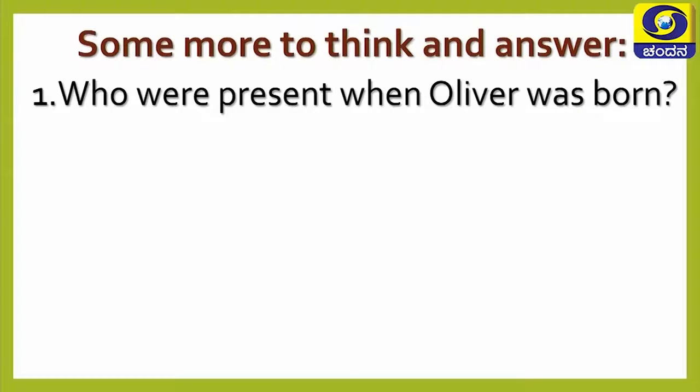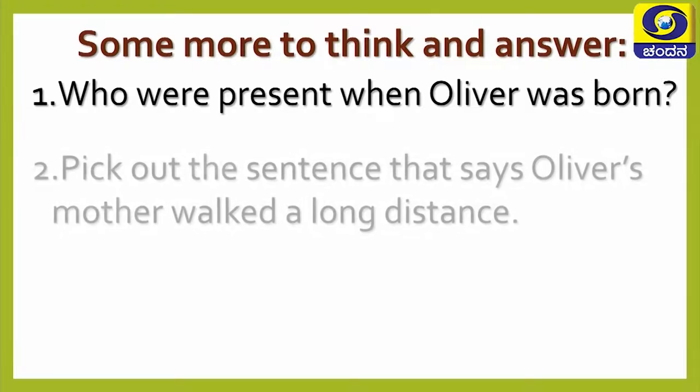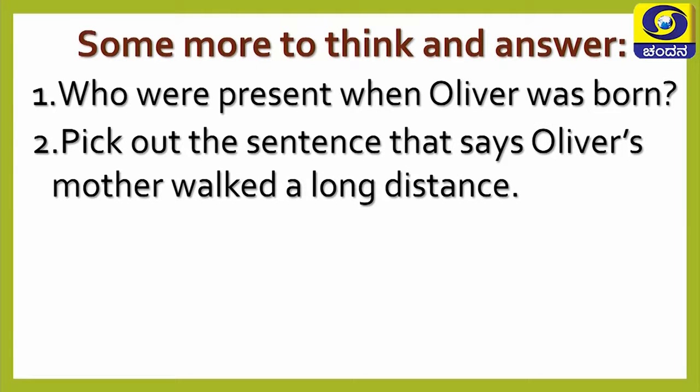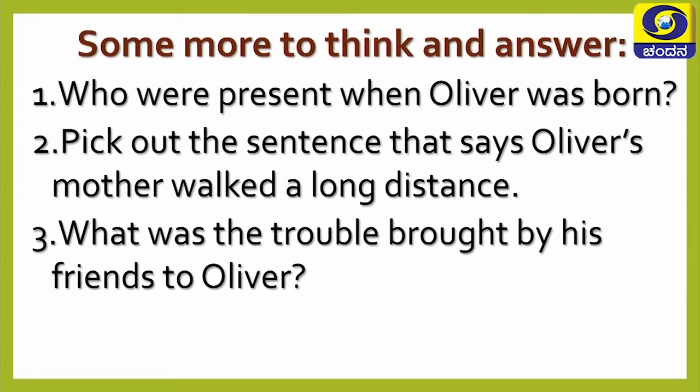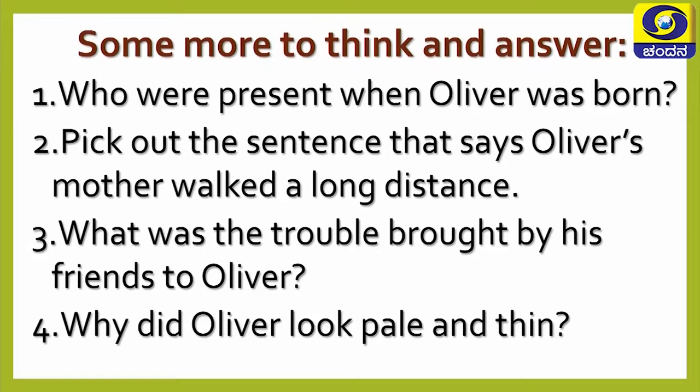Who were present when Oliver was born? Is the first question. Second one, pick out the sentence that says Oliver's mother walked a long distance. What was the trouble brought by his friends to Oliver? And last question is, why did Oliver look pale and thin? There is a reason why he was very pale and thin, unlike the boys of his age.